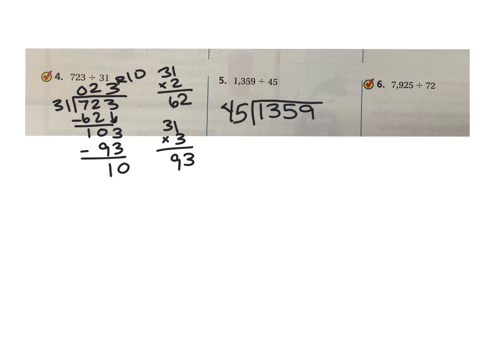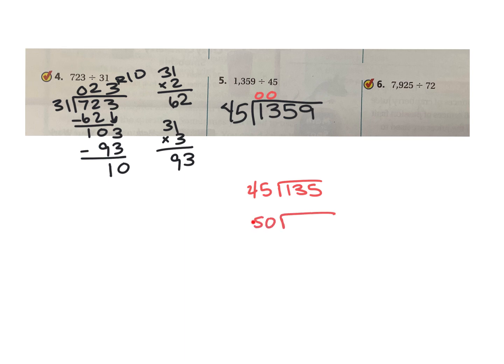45 times what number gets me to 1? Nothing. 0. Let's move over even another place value. 45 times what number gets me to 13? Nothing. 45 times nothing can get me under 13. 45 times what number gets me to 135? In my brain, I'm thinking, okay, let me just look at the 135 part of it. And I'm going to round this to 50. It's right in between, so that's going to make it tricky.